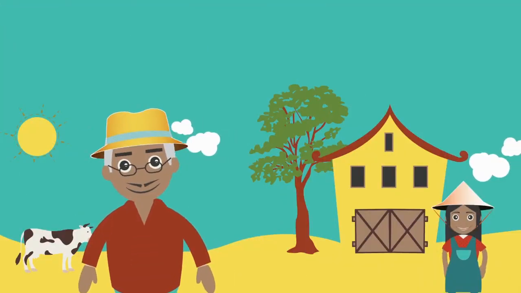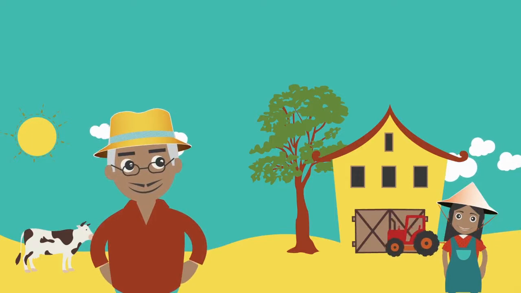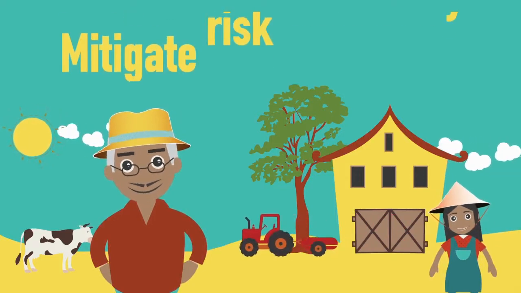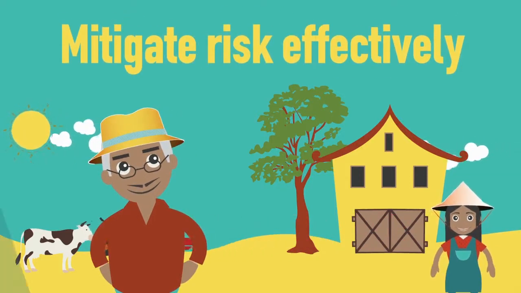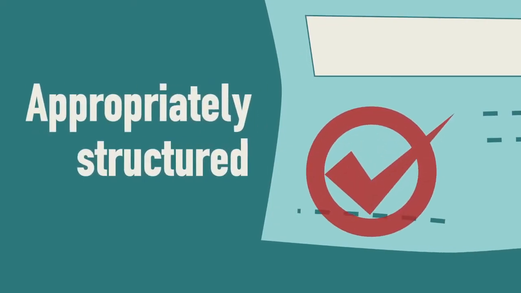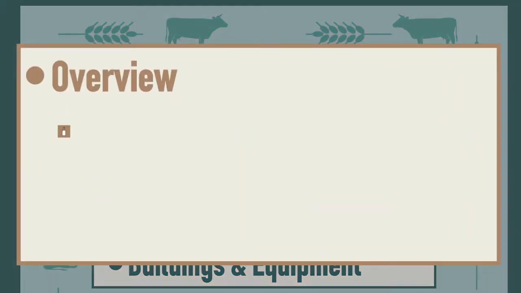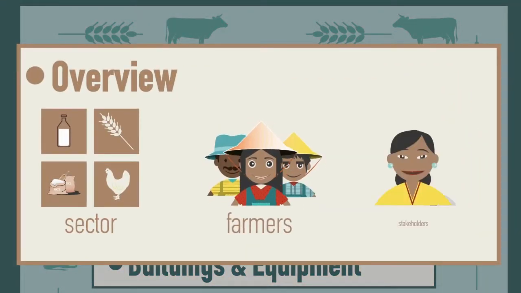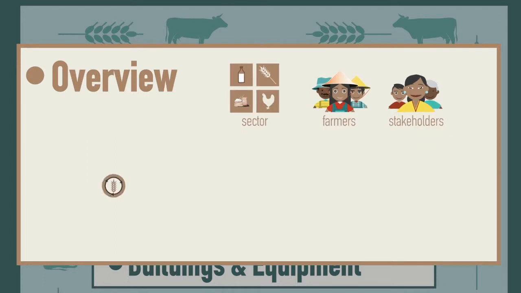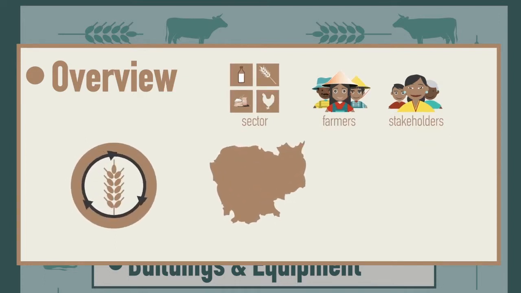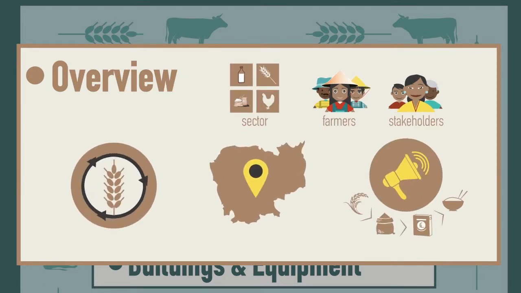These can be used by loan and credit officers to ensure that farmers borrowing from the bank mitigate risk effectively. They enable the loan officer to ensure the loan is appropriately structured for the specific crop. A crop sheet includes an overview of the sector, the farmers and the value chain stakeholders, including the growing cycle, primary locations for where the crop is grown, and marketing opportunities.